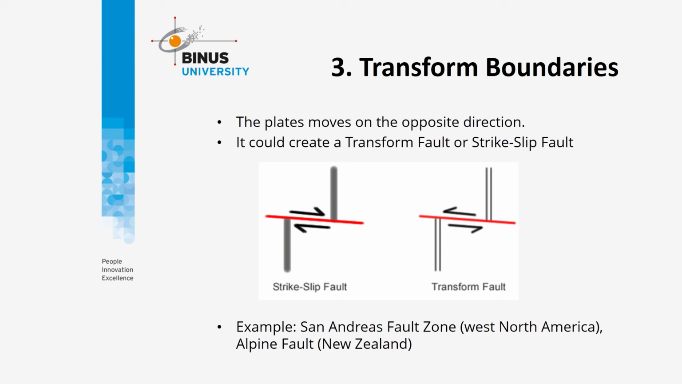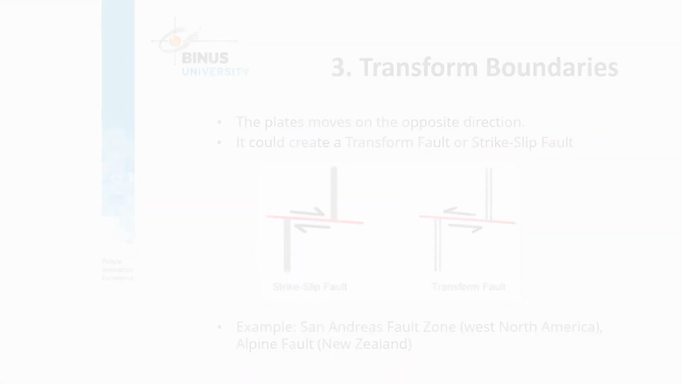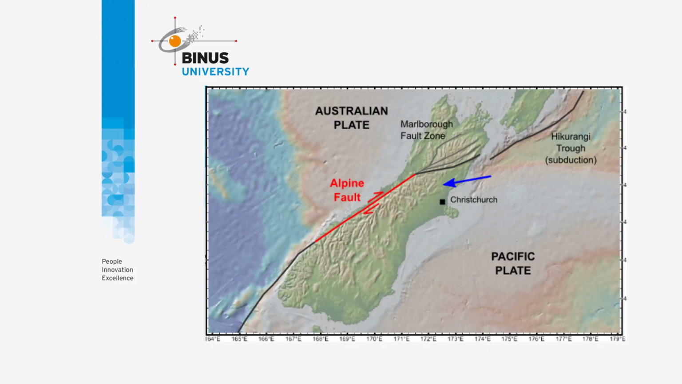A smaller number of transform faults can cut continental lithosphere. The most famous example of this is the San Andreas Fault Zone of Western North America. The San Andreas connects a divergent boundary in the Gulf of California with the Cascadia subduction zone. Another example of a transform boundary on land is the Alpine Fault of New Zealand. Both the San Andreas Fault and the Alpine Fault are shown in our interactive plate map.